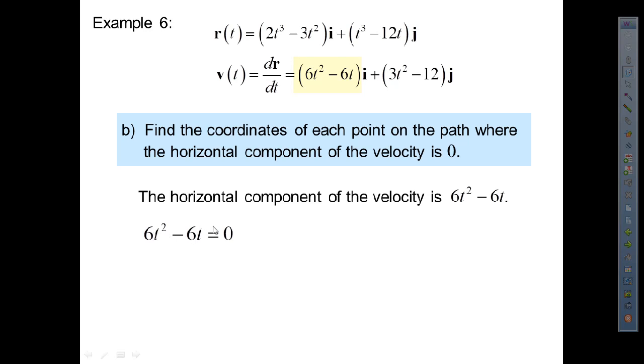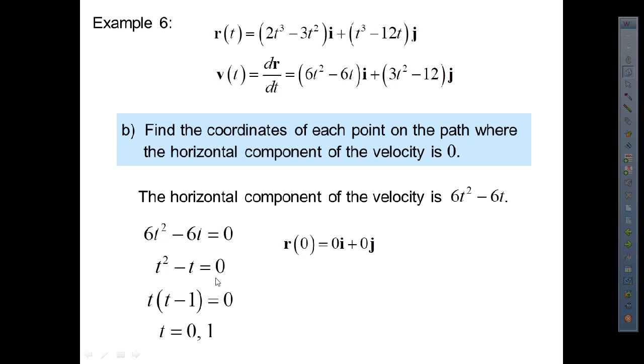Then we can factor out a 6t, divide out the 6, and then factor out a t. Either way, you're going to have t values of 0 and 1. So those are the t values where the horizontal component of the velocity is equal to 0. Now, that's the t value. They actually want the coordinates of the points, though. So now I have to take the 0 and put it in here and here to find the x and the y part. And then we have to plug in the 1 here and here and put in the components for the other point.